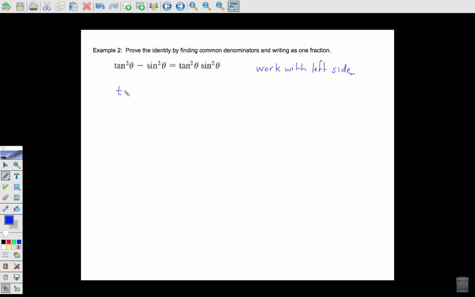All right, so I'm going to write down the left side, the tangent squared of theta minus the sine squared of theta. The first thing I'm going to do is rewrite these in terms of sine and cosine. So I can see that the tangent squared is sine squared theta divided by cosine squared theta. That's just substitution. That's one of our quotient identities.